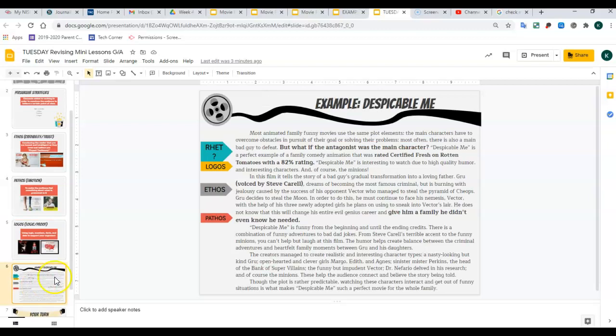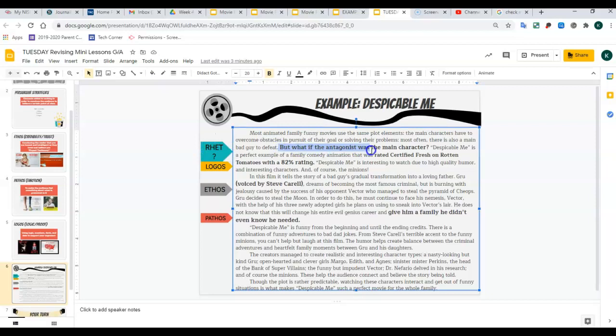So let's look at some examples in the same movie review that we used yesterday. Despicable Me. So for rhetorical question, no, we didn't discuss it, but if you're interested in using it, most animated family movies use the same plot elements. The main characters have to overcome obstacles in pursuit of their goal or solving their problems. Most often, there's also a main bad guy to defeat. And here's our rhetorical question. But what if the antagonist was the main character? This question is meant to make you think. It's not meant to be answered. So just be like, oh, what if our antagonist was the main character? And then it goes on to explain that that's the case in Despicable Me.